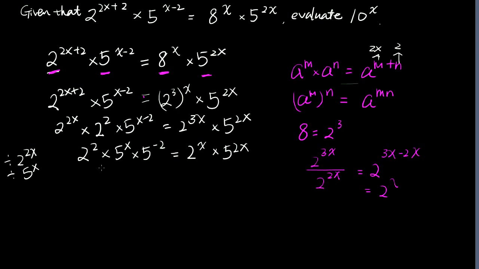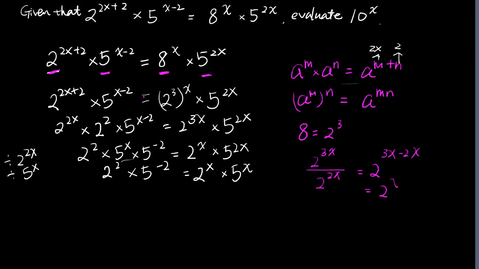Five to the power of x divided by 5 to the power of x. So I'm going to have 2 to the power of 2 times 5 to the power of negative 2 equals 2 to the power of x times 5 to the power of x. You may be wondering, hey, how come I can find 5 to the power of x on the right hand side after I divide the whole thing by 5 to the power of x? The reason is the left hand side already divided by this, right?